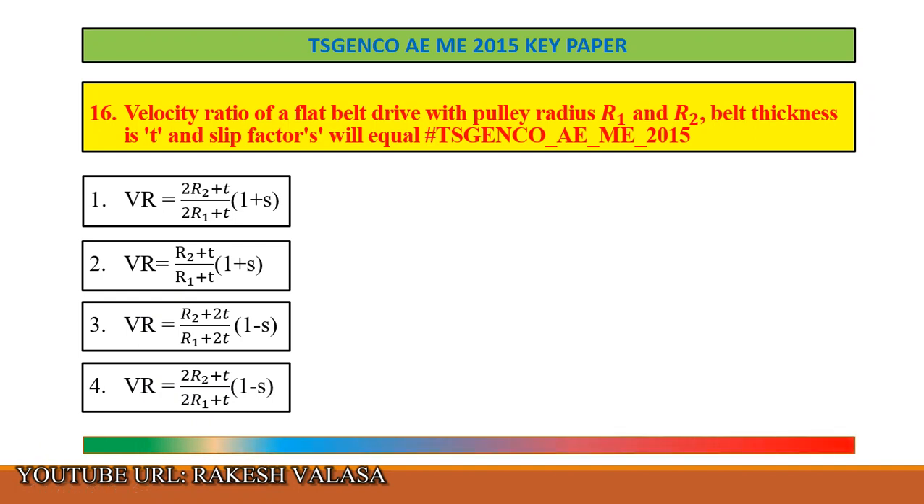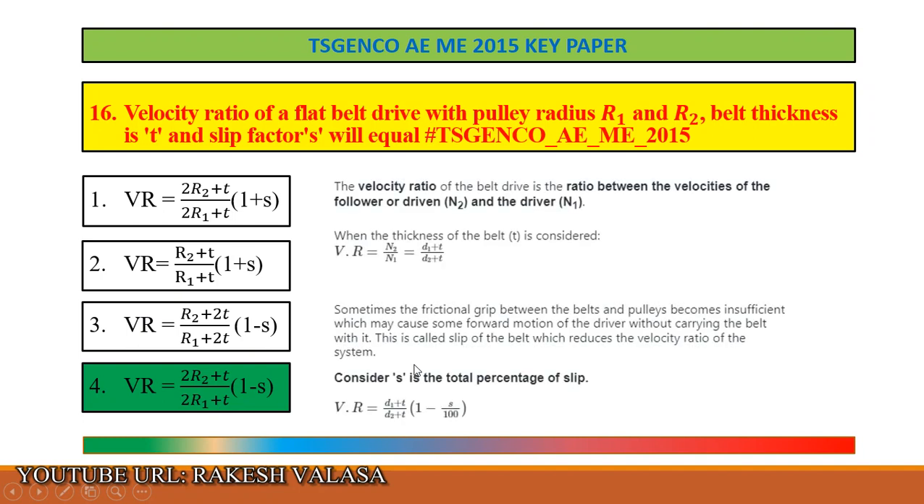The correct answer is option 4, that is, velocity ratio equal to (2R2 plus T) by (2R1 plus T) into (1 minus S). Let us see the explanation. Here, the velocity ratio of the belt drive is the ratio between the velocities of the follower or driven and the driver N1. When the thickness of the belt is considered, velocity ratio equal to N2 by N1 equal to (D1 plus T) by (D2 plus T).